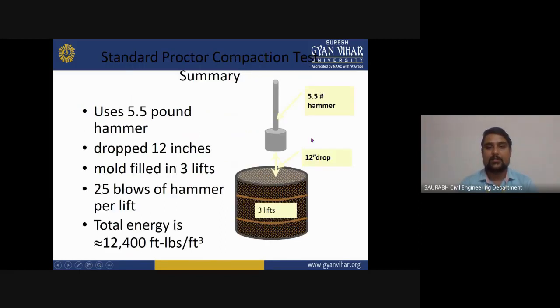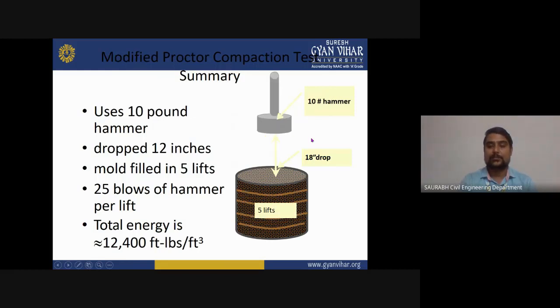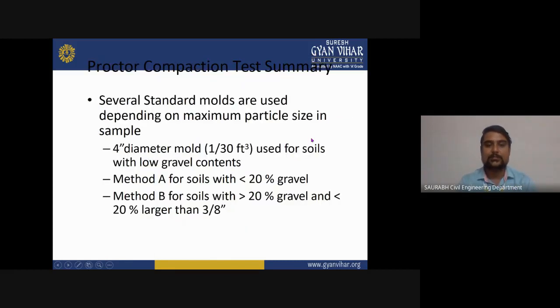Now we will see the summary of a standard Proctor test here. As you can see, there is your hammer, which has a weight of 5.5 pounds, and there is also a drop distance which is given here, 12 inches. It uses a 5.5 pound hammer, 12-inch drop, mold filled in 3 lifts, 25 blows of hammer per lift. Total energy consumed here, as you can see, is 12,400 foot-lbs per cubic foot. And here, as you can see, that is the same thing.